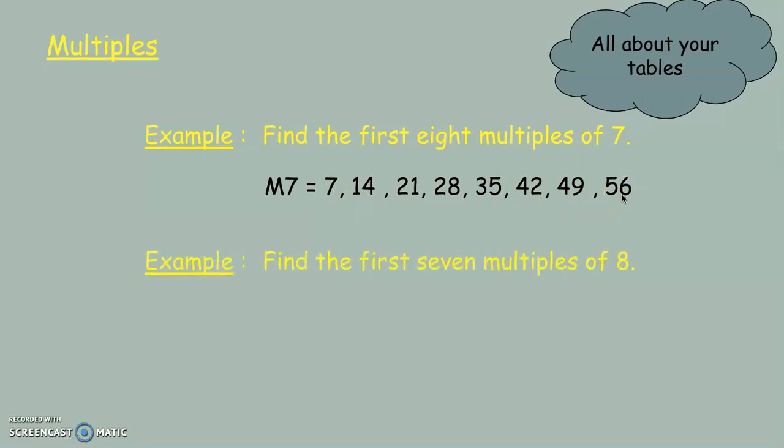Example number 4, you have to find the first 7 multiples of 8. So using your 8 times table all the way up to 8 times 7. You should have 8, 16, 24, 32, 40, 48 and 56. So 8 times 1 all the way up to 8 times 7.